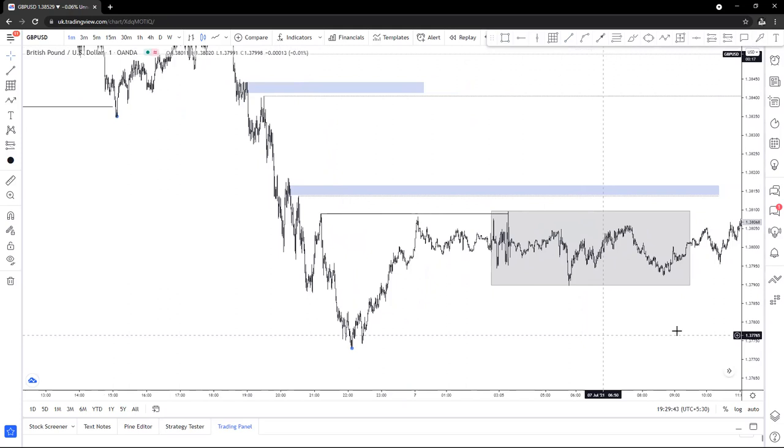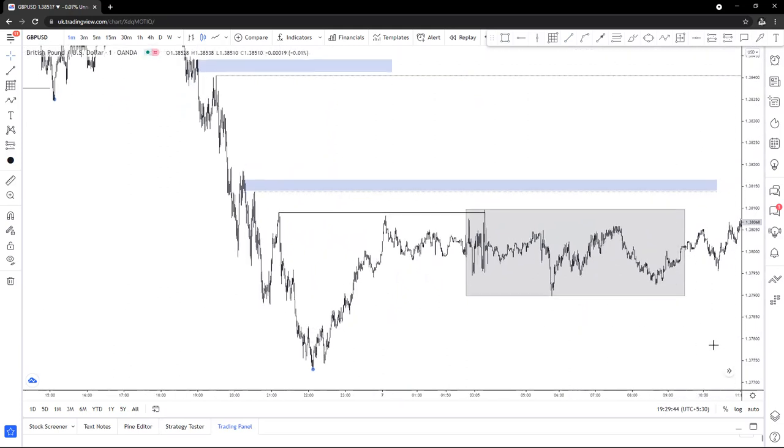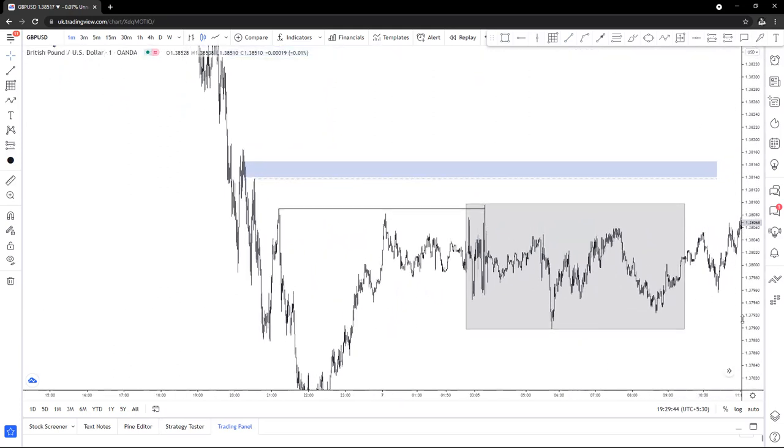Now I'll show you this. I came into the chart at around this time of the day.